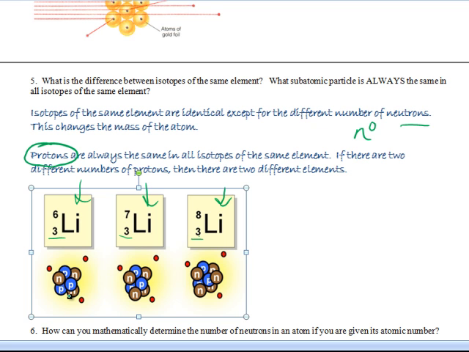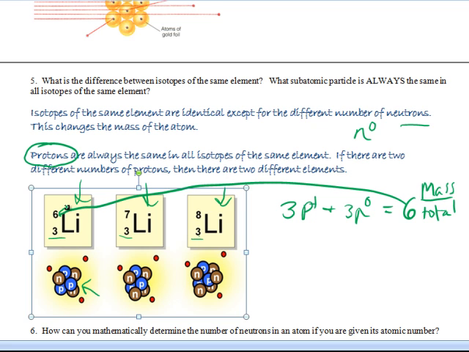What does change are the number of neutrons. This one's got 3 neutrons. 3 protons plus 3 neutrons for the first one. 3 protons and 3 neutrons equals 6 total. So that's going to be your mass number for that particular element. And we see the mass number written right there.